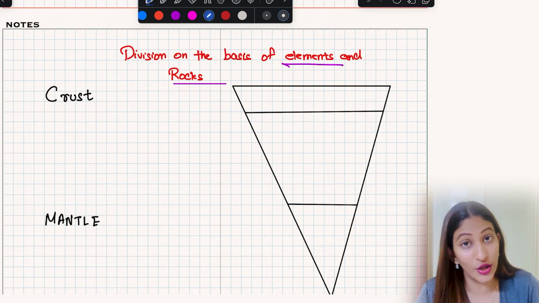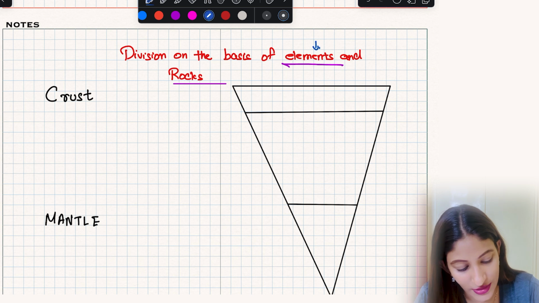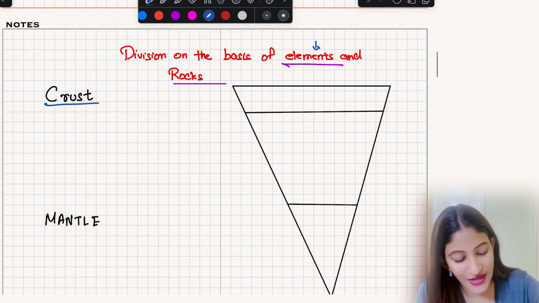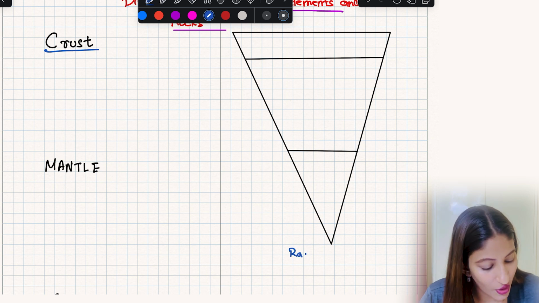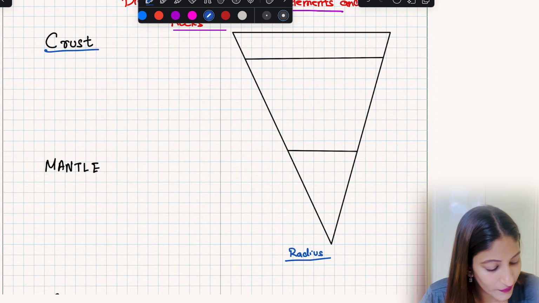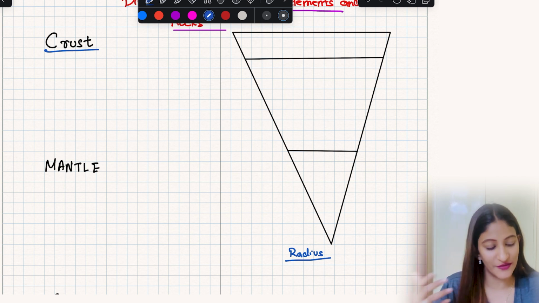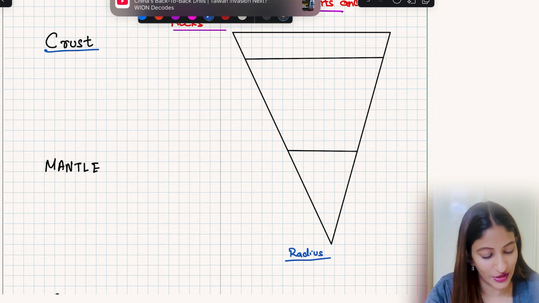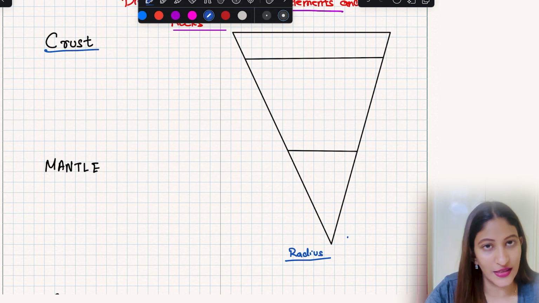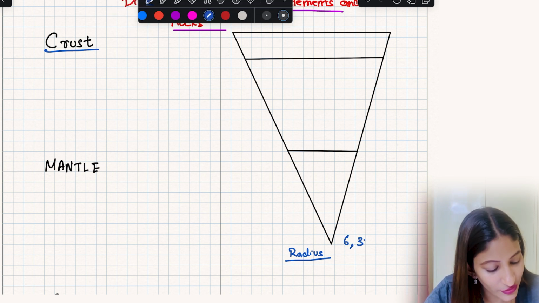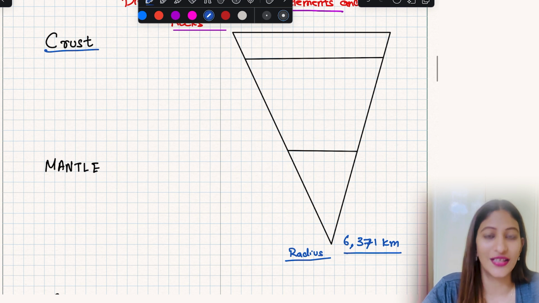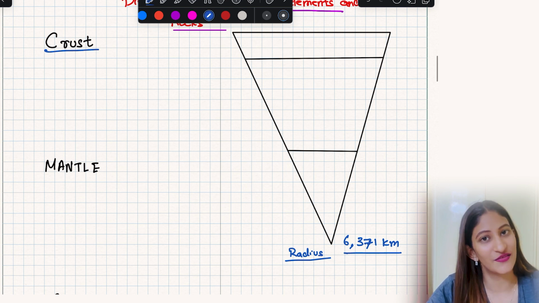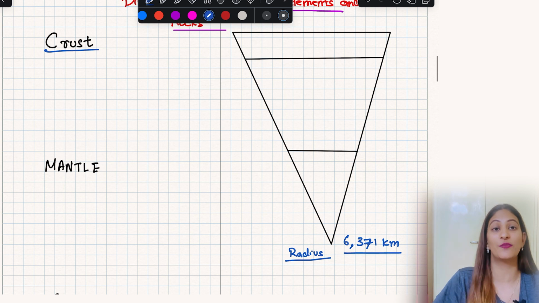Let's talk about the first layer on the basis of elements and rocks. Now, on the basis of elements and rocks, we have the crust. If we just reach the radius of the earth, one can actually have some approximation about the radius. According to NCERT, we have 6,371 kilometers. It is given in the NCERT. I always tell my students, please, please, please read the NCERTs. NCERTs are a must whenever you are giving any exam, especially the UPSC examination.